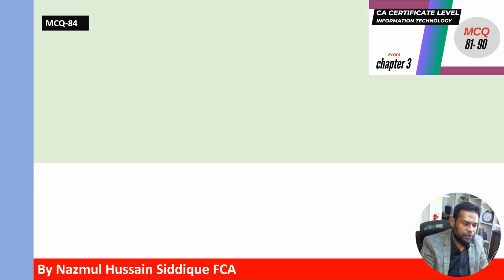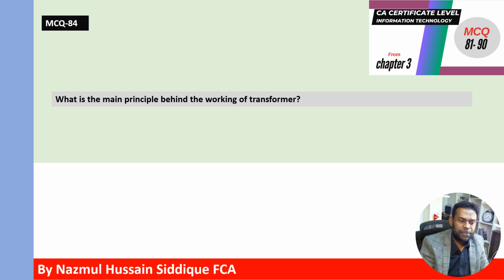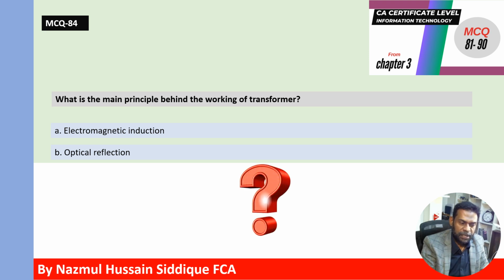Question 84. What is the main principle behind the working of a transformer? Electromagnetic induction or optical reflection? Which one is the correct answer? The correct answer is A. Electromagnetic induction is the main principle behind the working of a transformer.